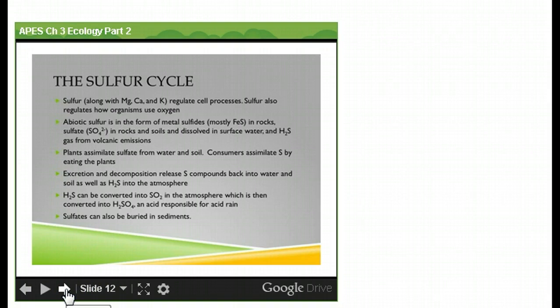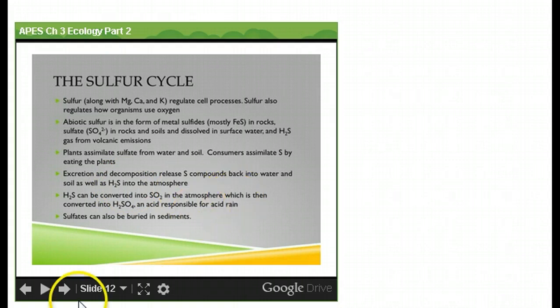So here's the sulfur cycle again. Sulfur is used in cell processes, and some organisms use sulfur instead of oxygen. Like in Yellowstone, they have the cool hot geysers, and even in the depths of the ocean where the vents are, they have cool bacteria that take the sulfur. Instead of using oxygen, they use sulfur for electron transfer. We have a lot of sulfur in rocks in the form of FeS and sulfates, and they're dissolved by surface water, and then the water goes to plants. Plants assimilate the sulfate, and then consumers eat the plants and they get the sulfur. And then when these plants and animals die, they release the sulfur back into water and into H2S.